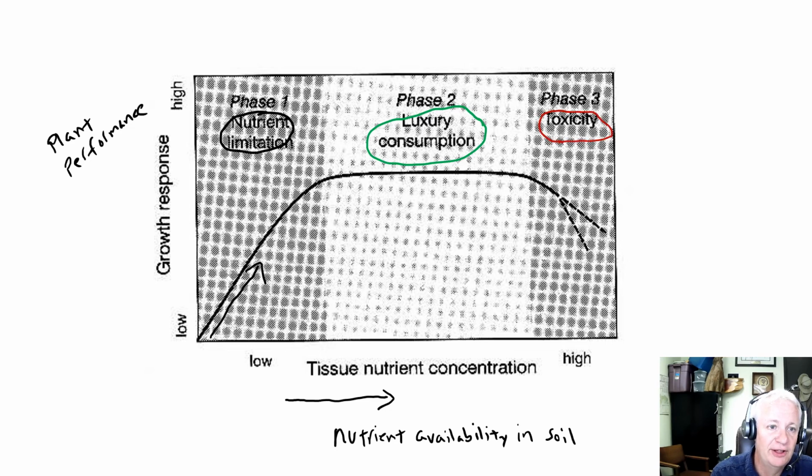And then the final phase is toxicity. You know, this is true of all things in life. You can have too much of a good thing. And that's what happens with toxicity, where at some level, you actually get so much nutrient either accumulating in the tree or in the soil that it causes problems for the plant, causes reduced growth, reduced photosynthesis, reduced resistance to insects and disease, and so on. So these three phases are important.